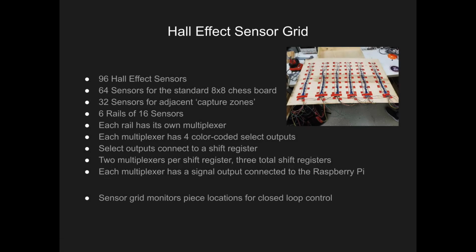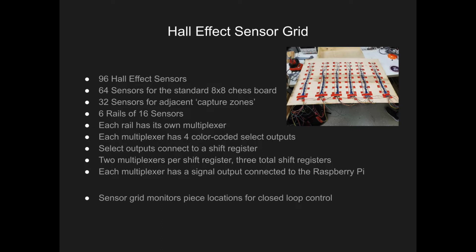The Hall-effect sensor grid is made up of a total of 96 Hall-effect sensors, with 64 of them monitoring the 64 squares on the 8x8 chessboard. The other 32 Hall-effect sensors monitor the capture zones on each side of the board. The sensor grid is divided into 6 sensor rails of 16 Hall-effect sensors each.